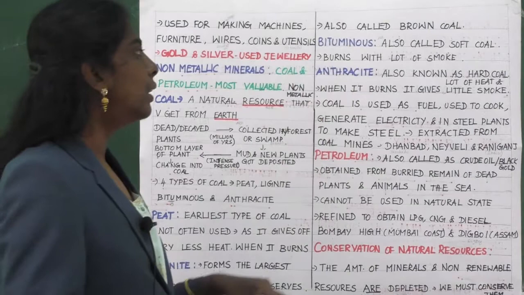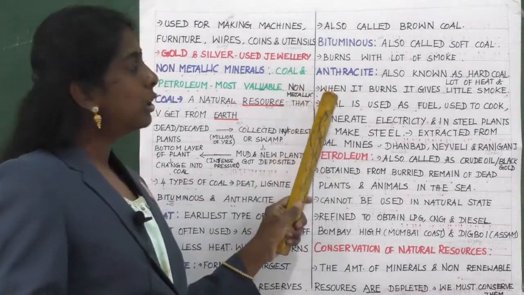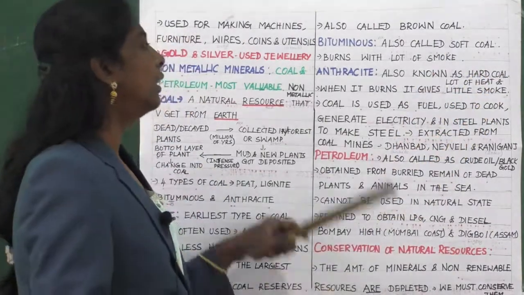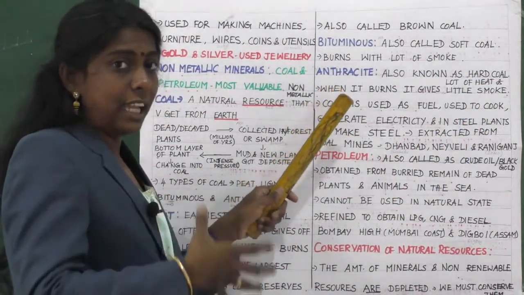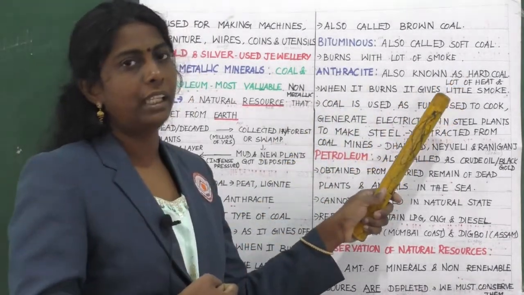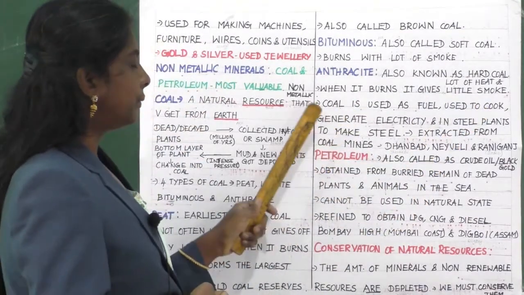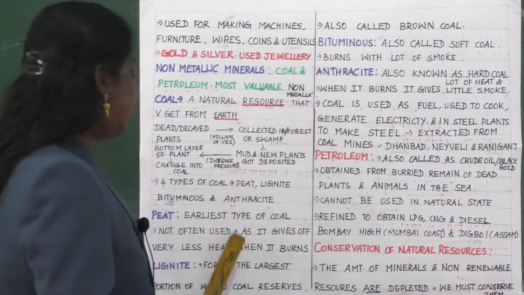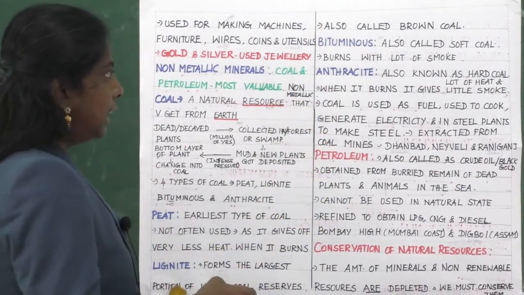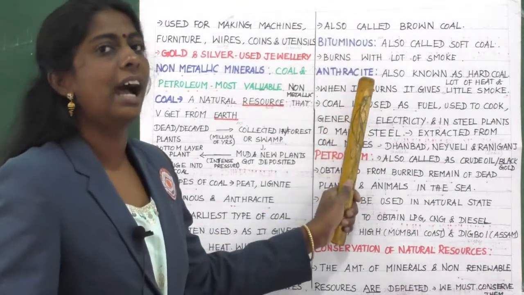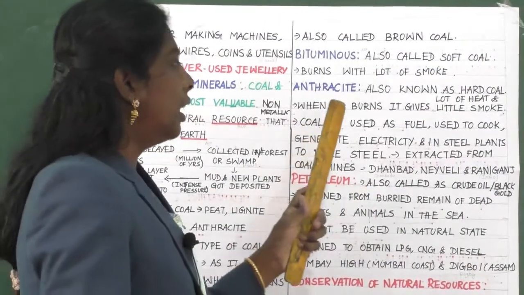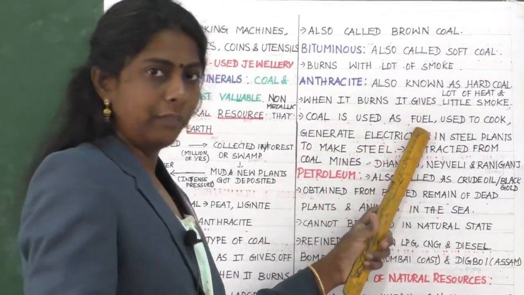Then the fourth type, that is anthracite. Anthracite is also known as hard coal. When this type of rock burns, it gives little smoke. So these are the four different types of coal. What are the four types? Peat, lignite, bituminous and anthracite. Clear, children? Yes, children.